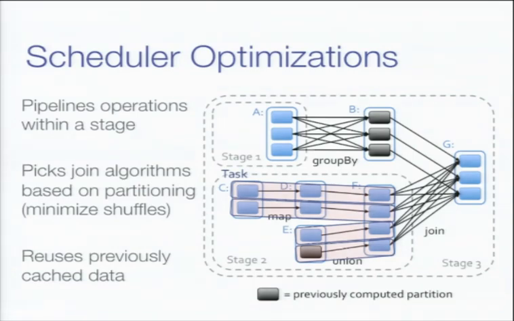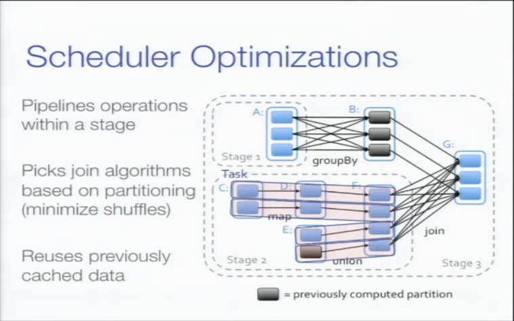And then once you get to here, so there's a join operator now, what happens is Spark needs to pick a join algorithm based on the partitioning itself. So if you look at stage A and stage B here, this is a group by.